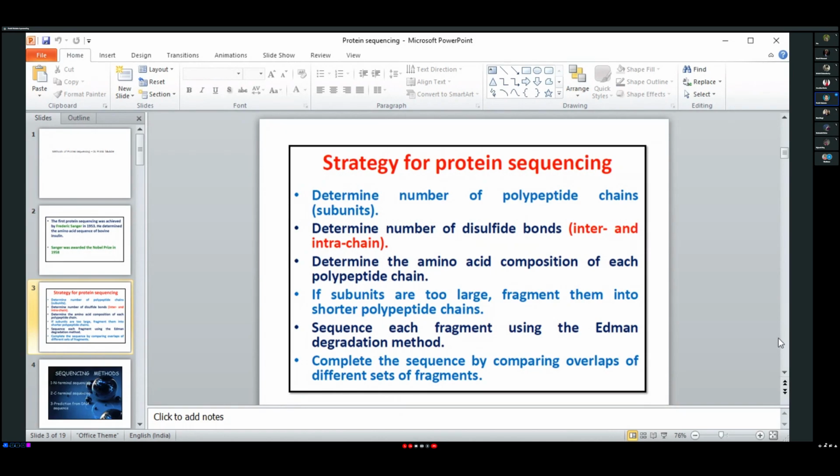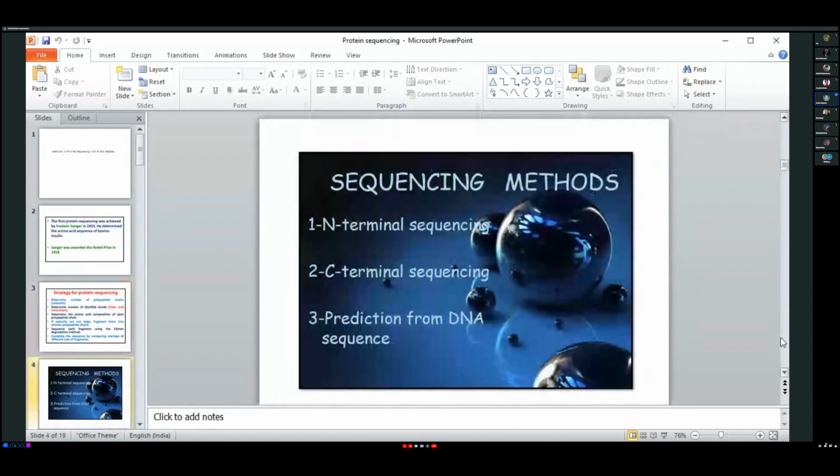And I have told you that whenever you are sequencing unknown sequences, try to compare all the overlapping regions to get the total idea. There are many methods. One can start from the N terminal, or from the C terminal, and just by looking at the DNA sequence, by understanding the codon table, one can predict the protein sequence also.